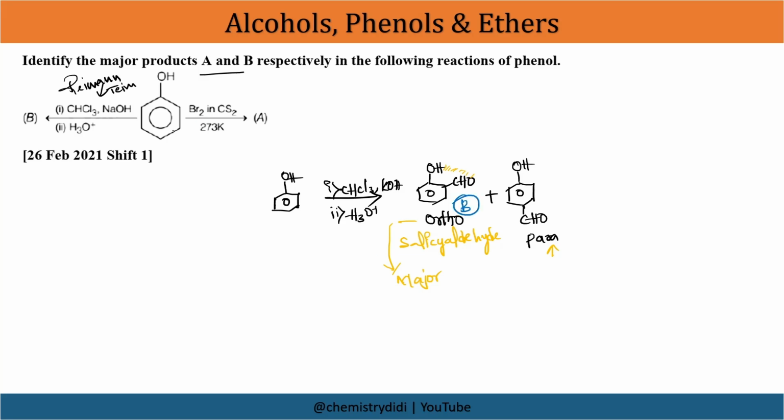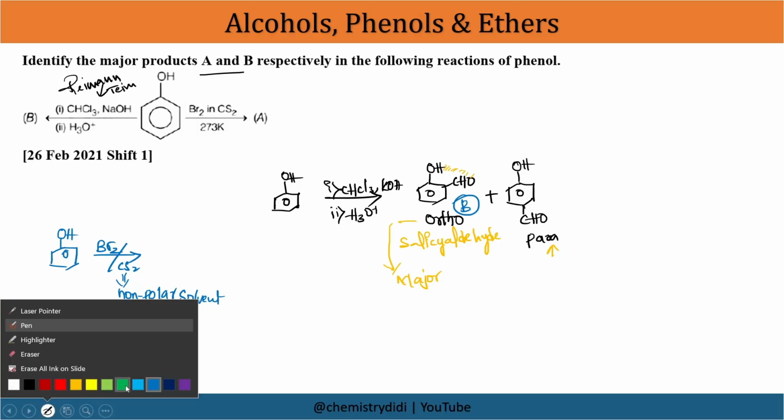Okay, product B. And one more reaction that they have given is this phenol in the presence of Br2, CS2, and they have given the temperature. See the two things here. Here they have given CS2, which is a non-polar solvent. In this case, we'll get the ortho and para products separately. So we'll get these products over here.